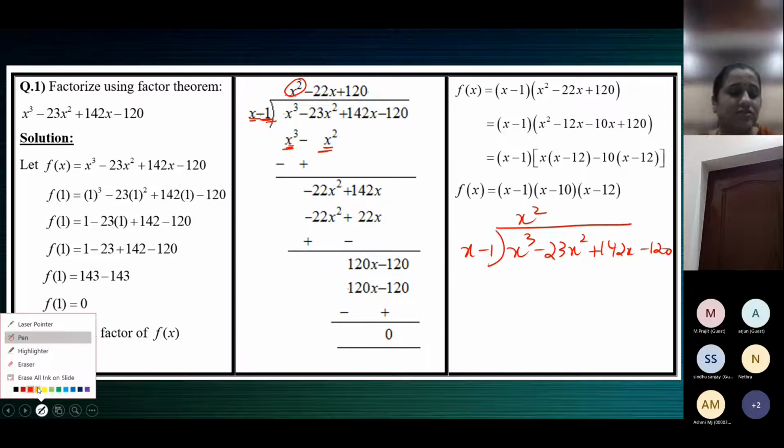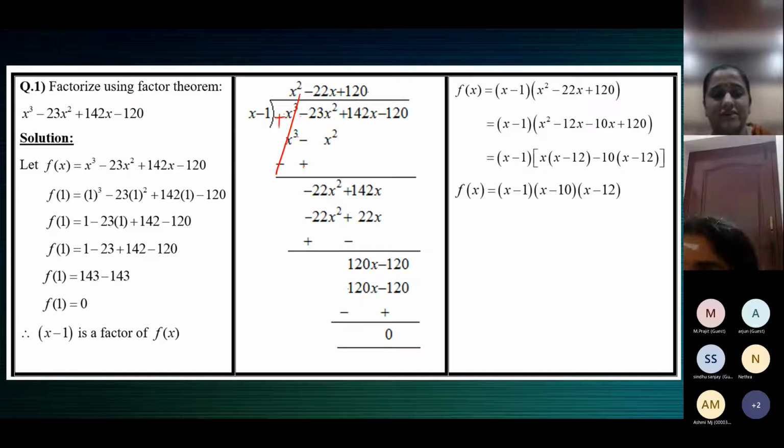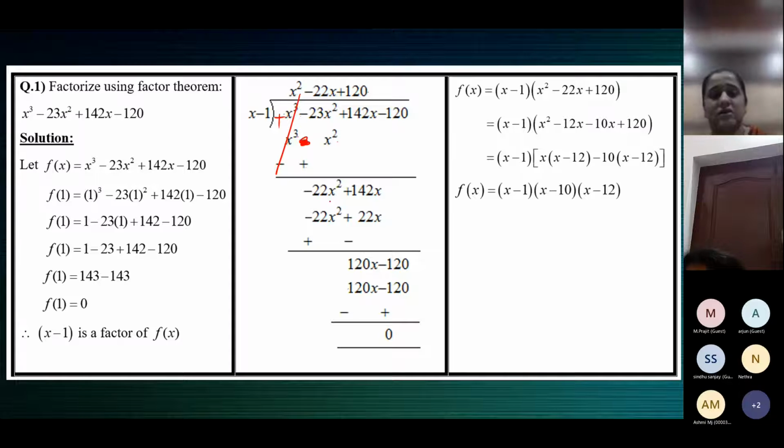Then change the signs because we'll have to subtract. So plus becomes minus, minus becomes plus. Take the new signs. So it's plus x cubed and minus x cubed, that's 0. Minus 23x squared and plus x squared. Take the new sign, forget the original sign. Minus 23x squared plus x squared is minus 22x squared. You can bring the remaining two terms down or just the next term down. You can bring this minus 120 also down if you want.